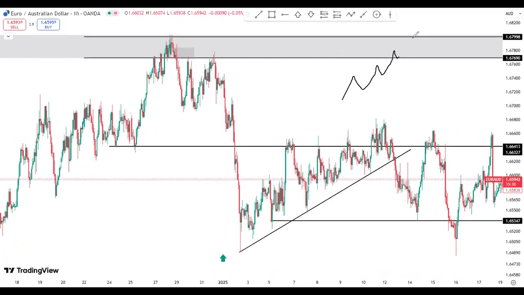Uptrend, uptrend, uptrend. And then the market changes direction and gives us a downtrend. Whenever the market is pushing down, you need to pay attention to the previous trend. Whenever the market is going up, you need to pay attention to the previous trend, of which was what? Of which was the downtrend.